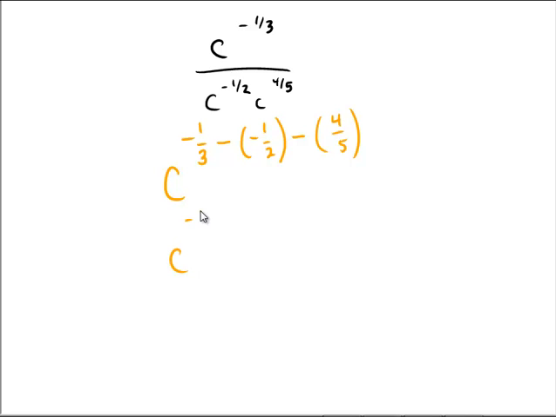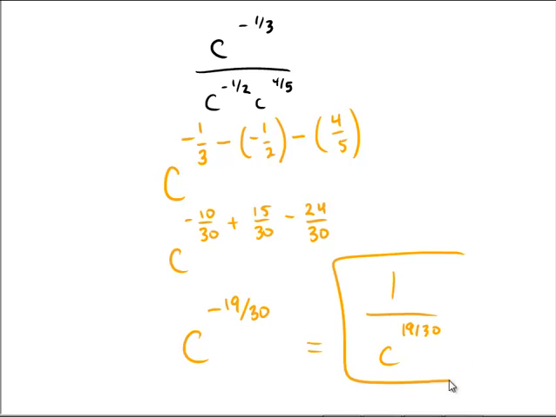c to the negative 10 over 30 plus 15 over 30 minus 24 over 30. And so the final answer looks like it's going to be c to the negative 10 plus 15 is 5, 5 minus 24 is negative 19 over 30. Or like we promised, 1 over c to the power of 19 over 30.